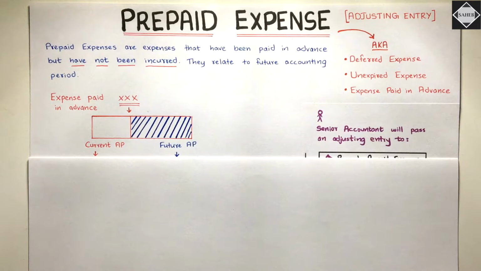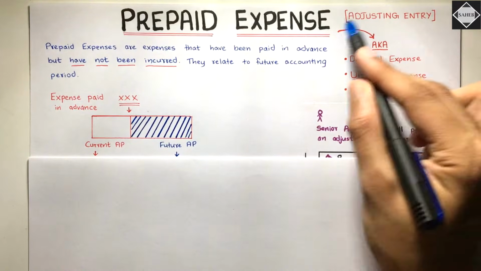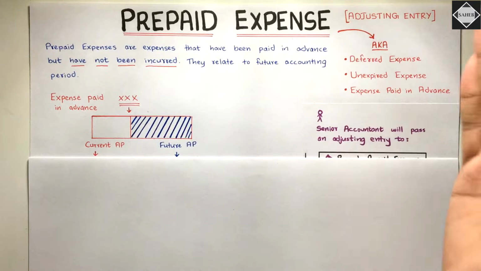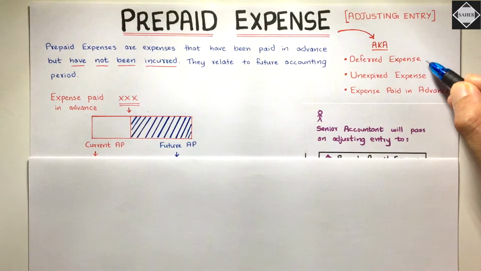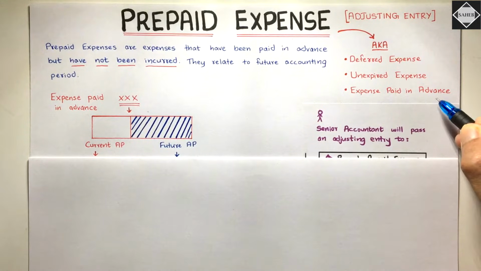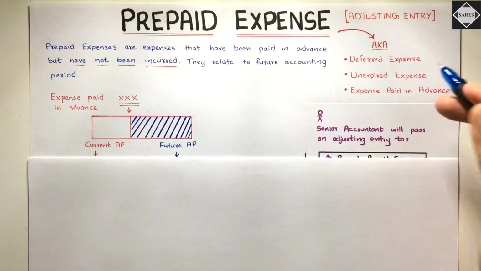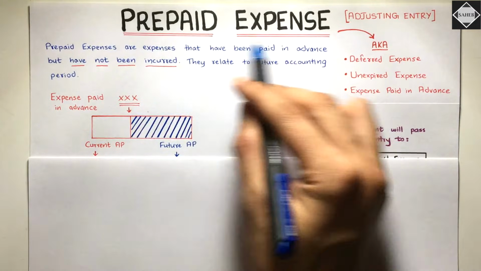Today in this video we are going to discuss prepaid expense, an adjusting entry that we pass at the end of the accounting period. And this prepaid expense is also known as deferred expense, unexpired expense and expense paid in advance. Lots of different names are there, so you have to know all of them so that when you see them in any book or online, you can understand they are referring to prepaid expense only.